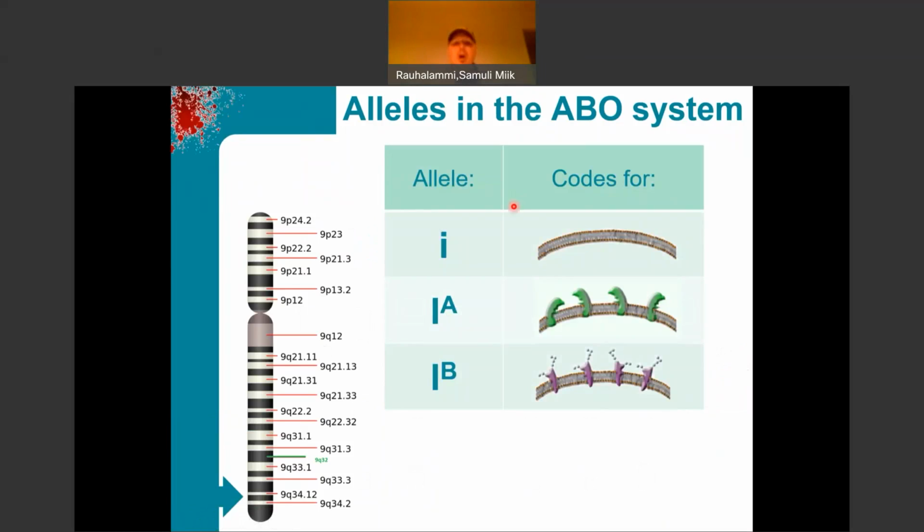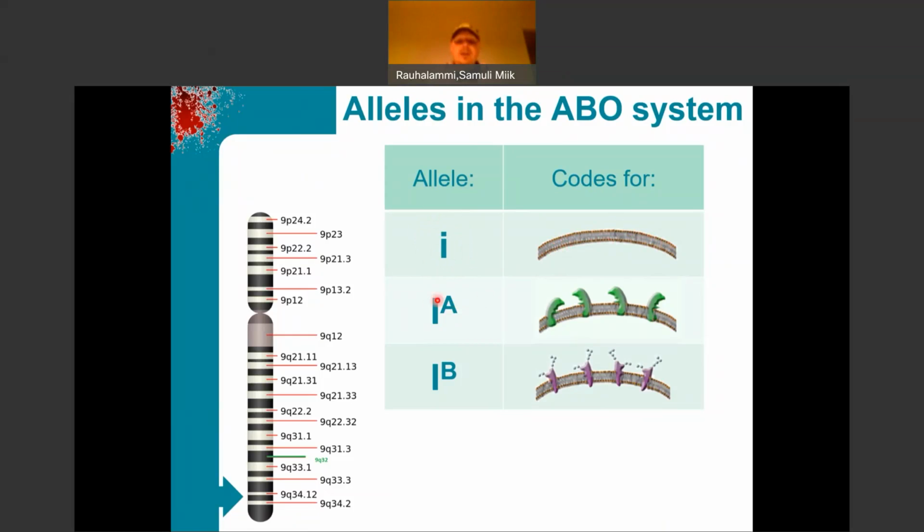We will use lowercase i to code for a recessive trait. So the trait that we don't see that often, a trait that we can only see if both of your parents pass an allele to you for that. So lowercase i codes for these red blood cells that have no antigens for the ABO system on their surface. So just the plain donuts.